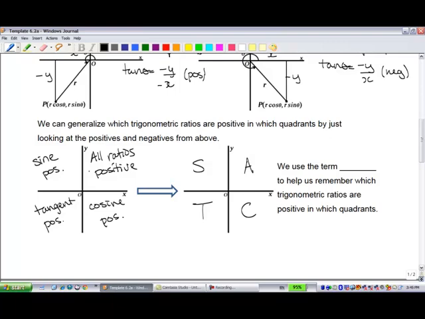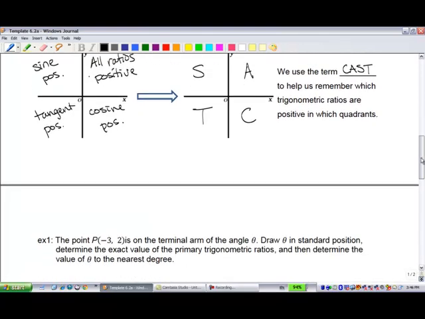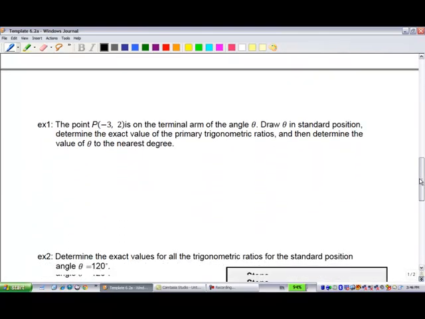So this is like a little rule, a little cast rule we call it. We use the term cast, C-A-S-T, to help us remember which trig ratios are positive in which quadrants. So where is sine positive? Sine would be positive in the A quadrant and the S quadrant. Tangent would be positive in the T quadrant and the A quadrant. So it's just this cast rule, a little quick way to remember where trig ratios are positive or negative.